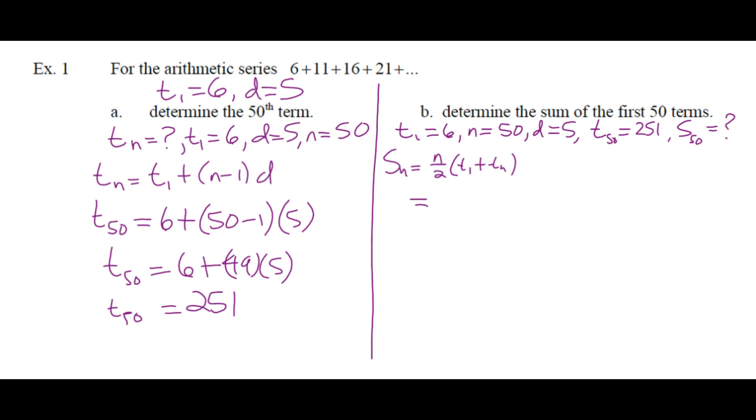Now what are we doing? We're doing S50. That's 50 over 2, T1 is 6, plus Tn, 251. And we work that out. There's a calculator problem at this point. Somebody with a calculator, work this out?